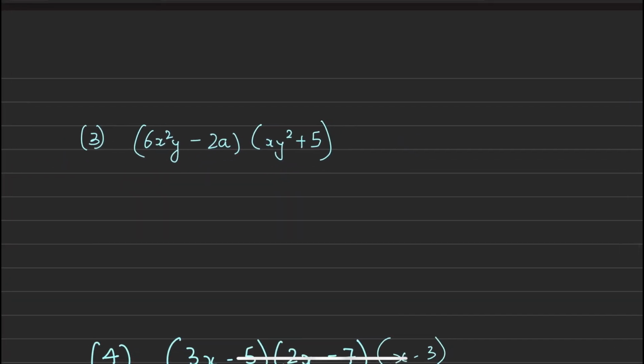A trickier part I've given now. Okay, we know the steps. 6x square y. Copy the second full bracket. Copy the remaining of the first bracket. Again the full second bracket.